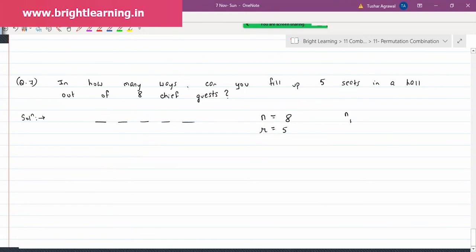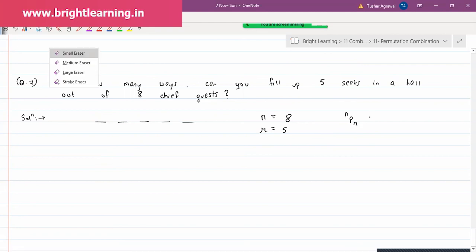So yes, sir, if it is nPr, we directly have the formula, or you can use the direct approach. So this is 8, 7, 6, 5, 4: 8 choices, 7 choices, 6 choices, 5 choices, 4 choices. Either you write it that way, or this way: 8 factorial upon 8 minus 5, that is 3 factorial. Either way you get the same result, because this formula was derived from this result, 8 into 7 into 6 into 5 into 4.